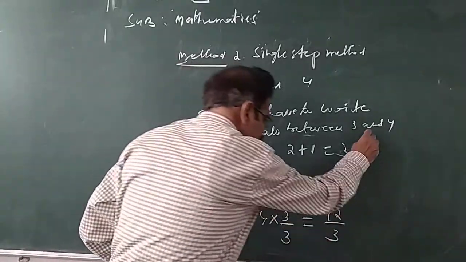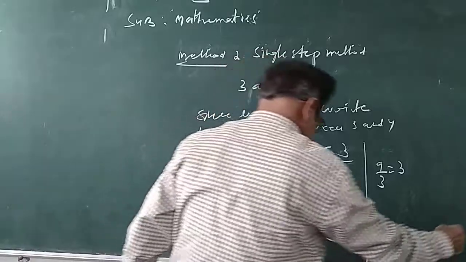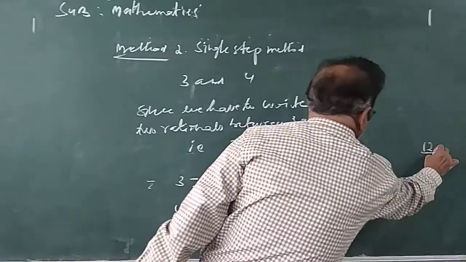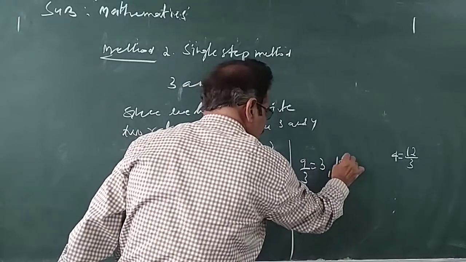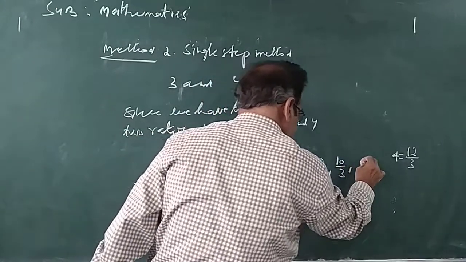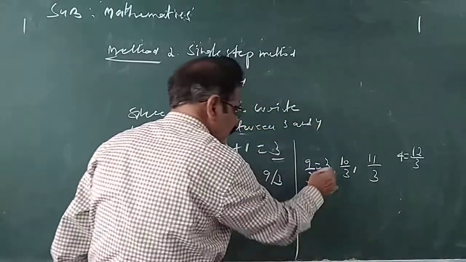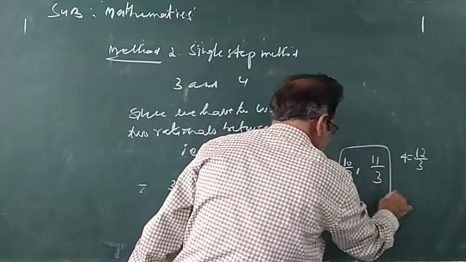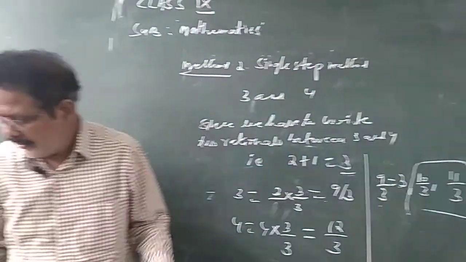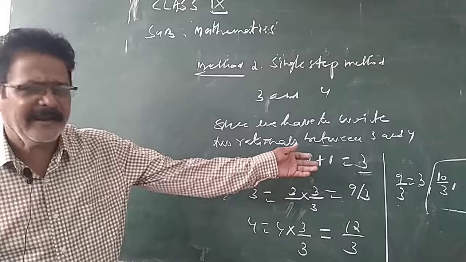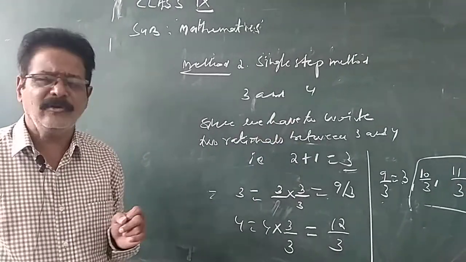So 9 by 3 means what? 9 by 3 is nothing but 3. 12 by 3 is what? Nothing but 4. After 9 by 3 what will we get? 10 by 3. After 10 by 3 what will we get? 11 by 3. Between 3 and 4 we arranged how many? 2 rationals. This is called the single step method. Like this we can arrange an infinite number of rationals between 2 rationals.